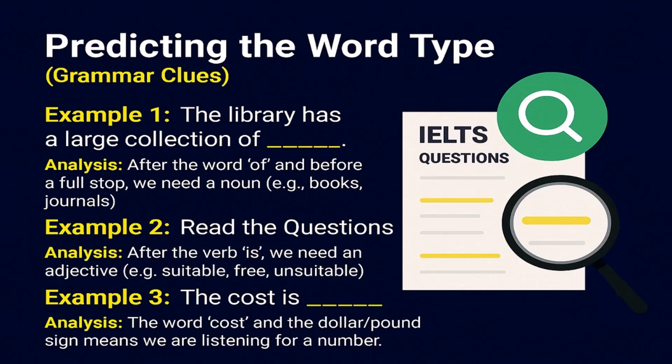In the first example, the library has a large collection of blank. Grammatically, we need a noun here, something the library collects. In the second example, the tour is blank for children under 5. Here, we are likely looking for an adjective to describe the tour. Is it suitable? Is it free? And in the third example, the cost is blank per person. The word cost is a huge clue. We are definitely listening for a number. This simple act of prediction tunes your brain to listen for the right kind of information, making it much easier to catch the answer when it's spoken.